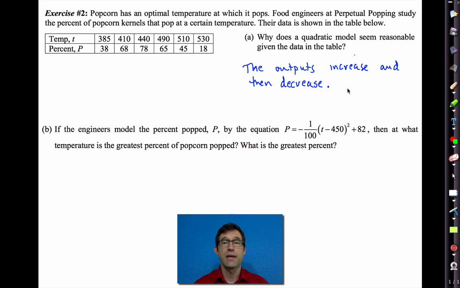Anyhow, let's take a look at B. In letter B, it says, if the engineers model the percent popped, P, by the equation P equals -1/100 times, etc., then at what temperature is the greatest percent of popcorn popped, and what is the greatest percent? So here we're just looking for straight up numerical answers. Pause the video now and see if you can figure this out.